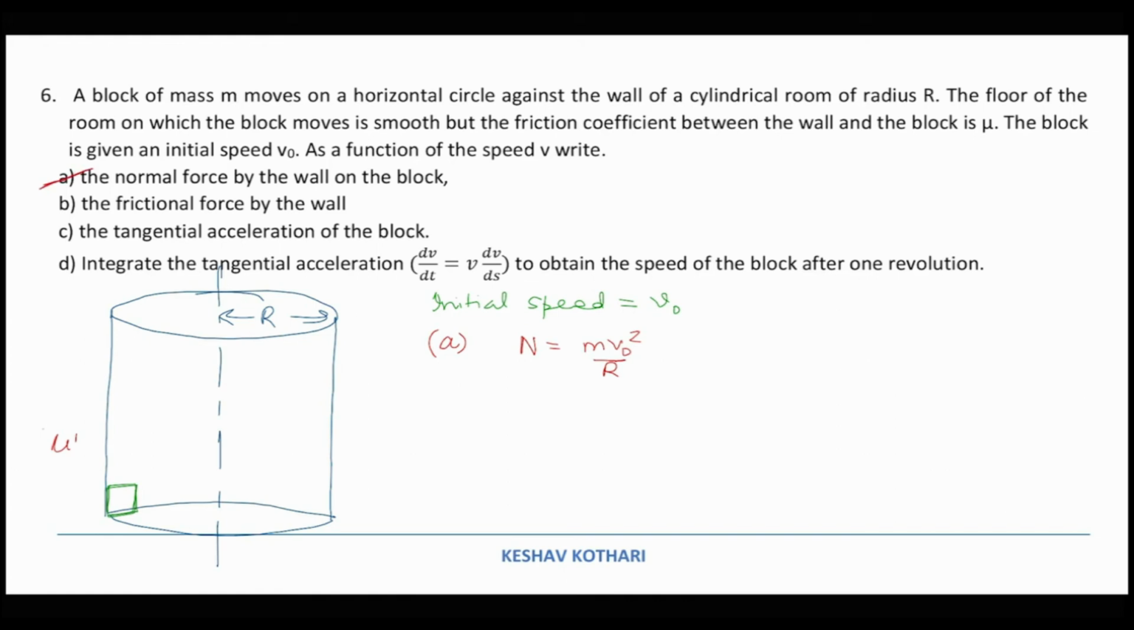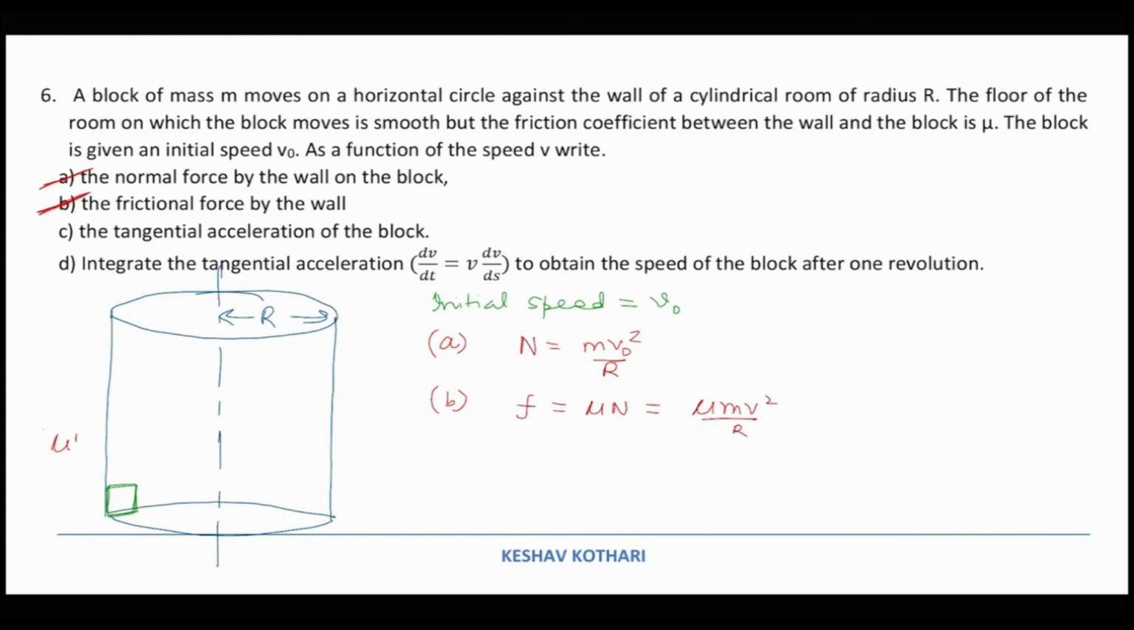Now I can say that the value of the friction is equal to mu N, so we can write the value of the frictional force as mu mv square upon r. The next thing that is asked is the tangential acceleration of the block.